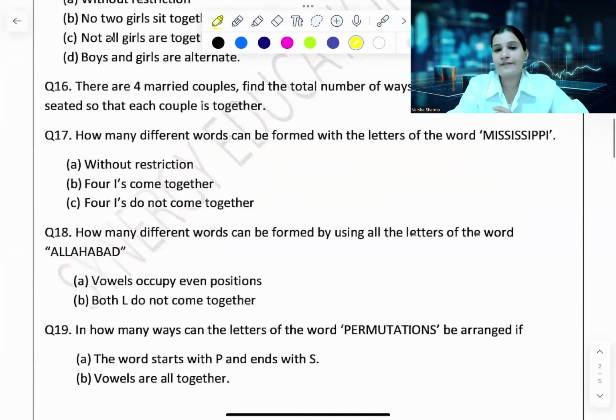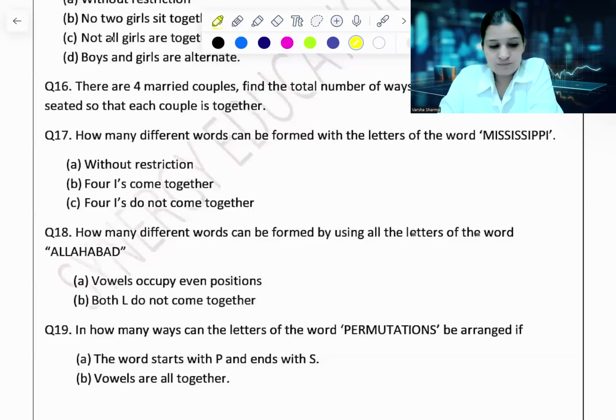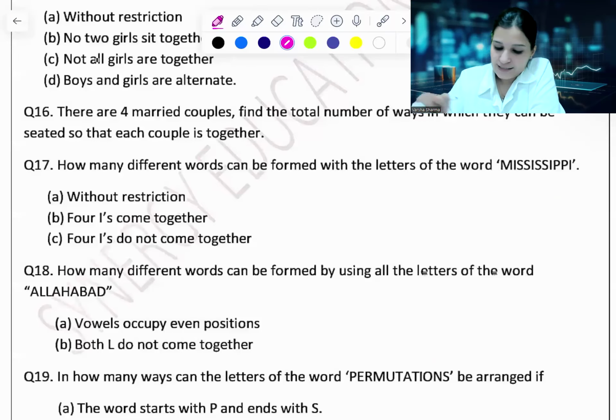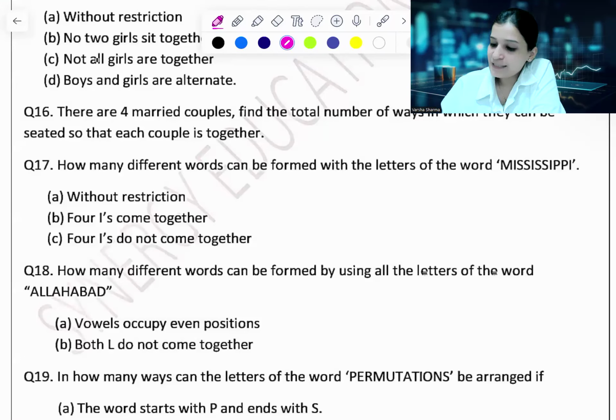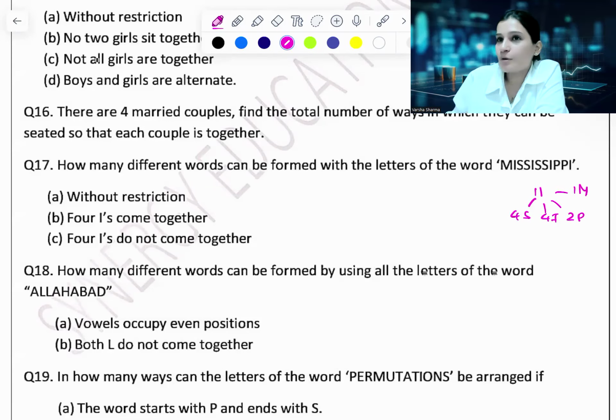Did till 16, now 17 to 21. 17. How many different words can be formed with the letters of the word Mississippi? So Mississippi has how many letters? 11 letters, which has 4 S, 4 I, 2 P, 1 M. So without restriction, just form a word. So total divided by the repetitions.